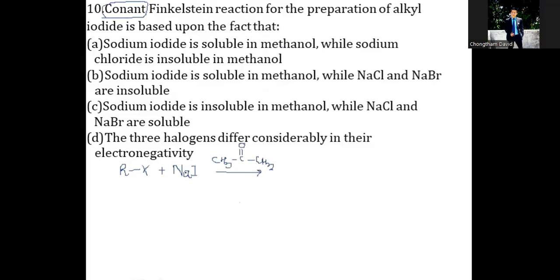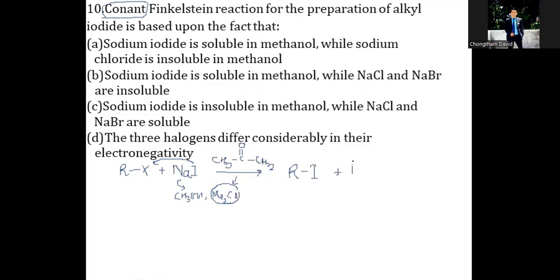Okay, sodium iodide will be soluble in a polar solvent like methanol. We can say acetone. Acetone can also be written like this. It forms a product, another haloalkane. See, haloalkane is formed after interchanging the iodine and X. This is an interchange of halogen. The reaction is called the Finkelstein reaction.